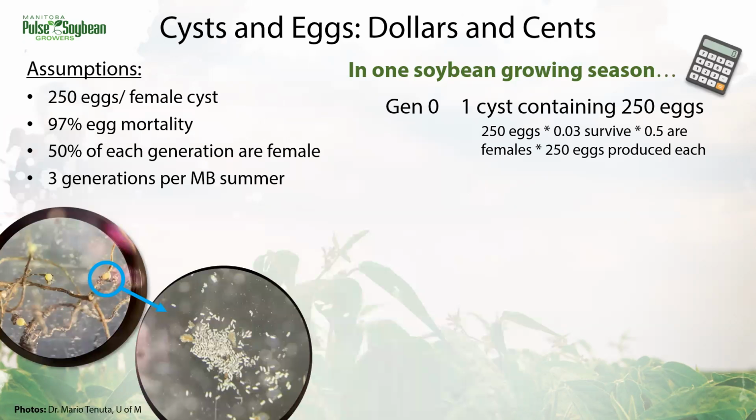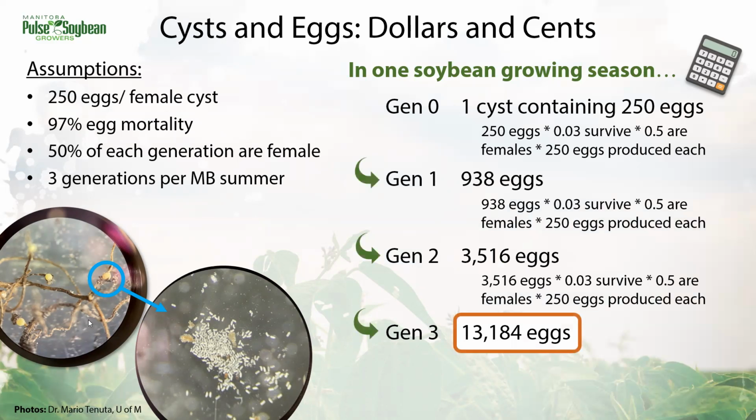Just to walk through a quick example on that, let's take a look at a potential scenario in a Manitoba field. Say we start the year with one cyst containing 250 eggs in a soybean field. With 97% of those eggs dying off each cycle, only half of those eggs hatching to females, so 50-50 boys and girls, and 3 generations of this nematode's life cycle in the summer, what do we end up with?